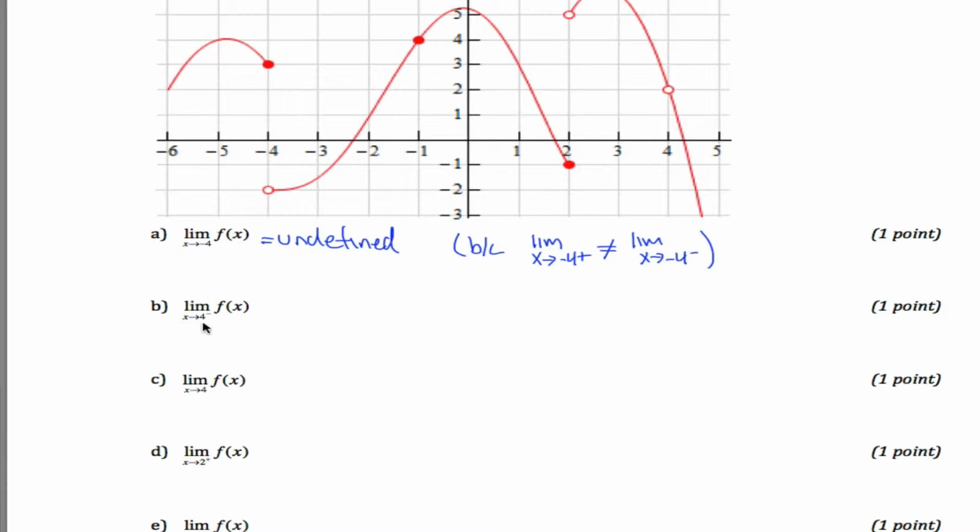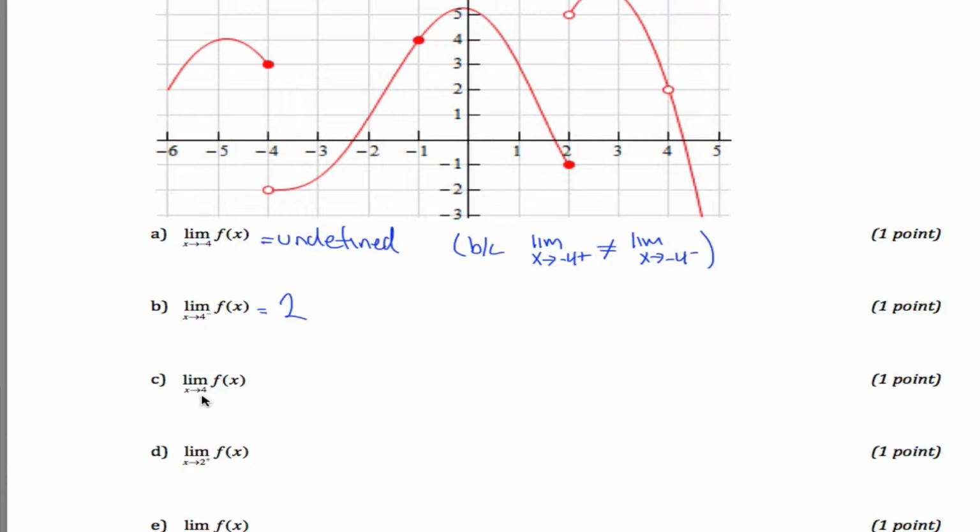The limit as x approaches 4 from the negative side, so it's a one-sided limit. Come over here to 4, and it looks like when we're coming from the negative side, so we're coming from the left, so we're talking about walking up this way, we want to know what height are we getting really, really close to. It looks like we're getting close to a height of 2, so the limit is equal to 2.